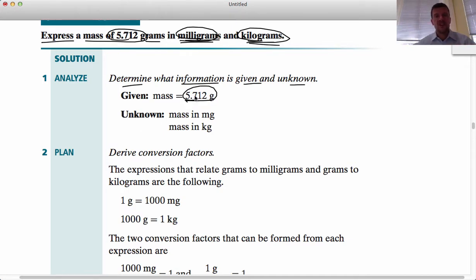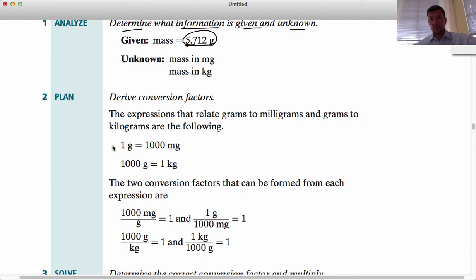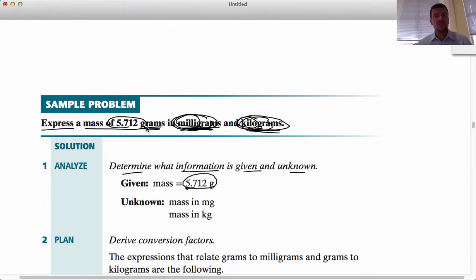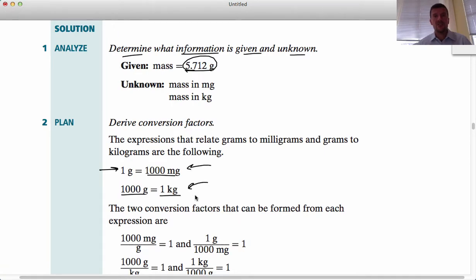So we're given a mass of 5.712 grams, and we need to find out what that is in milligrams and in kilograms. Now, milligrams is a prefix telling you the size of the unit is smaller than a gram. It's a thousandth of a gram. And a kilogram is telling you the unit is bigger than a gram. It is actually 1,000 grams. Just by looking at the prefixes, which we looked at before and which you will memorize, 1 gram is 1,000 milligrams, and 1,000 grams is 1 kilogram. So if we wanted to convert grams to these two, we are now going to use those two conversion factors that we just derived.